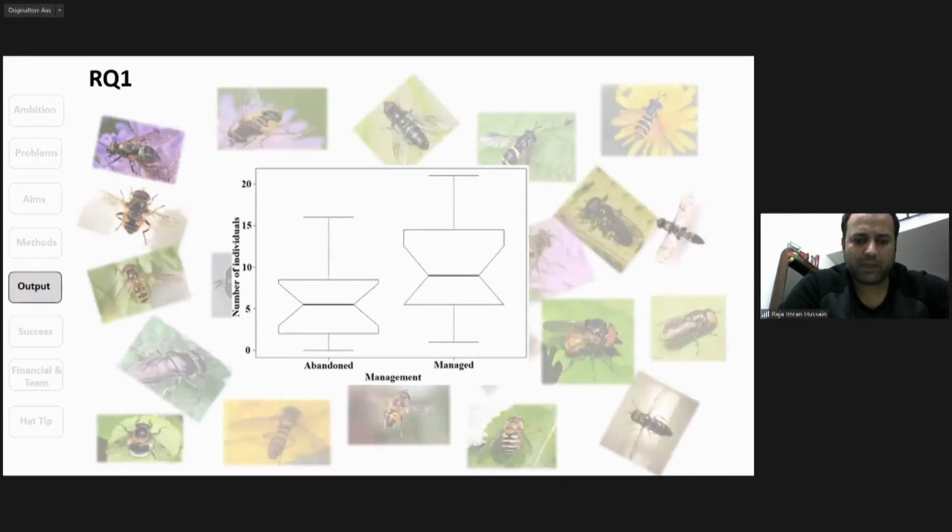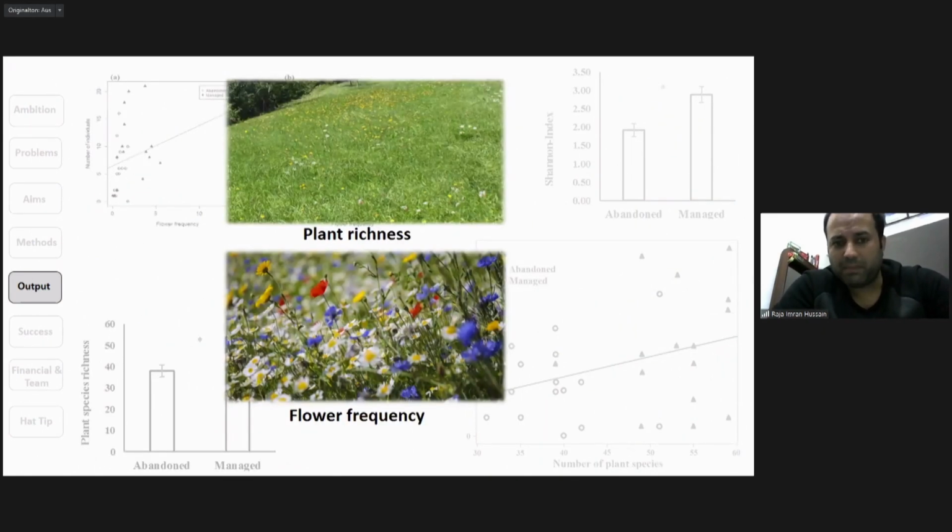I have confined all the results in one figure. For the managed grassland, I found that they promote high insect diversity compared to the abandoned meadow. However, the composition of these insects was different. I also saw that the plant richness and the flower frequency in the managed grassland were totally different from the abandoned one. That could be one reason.